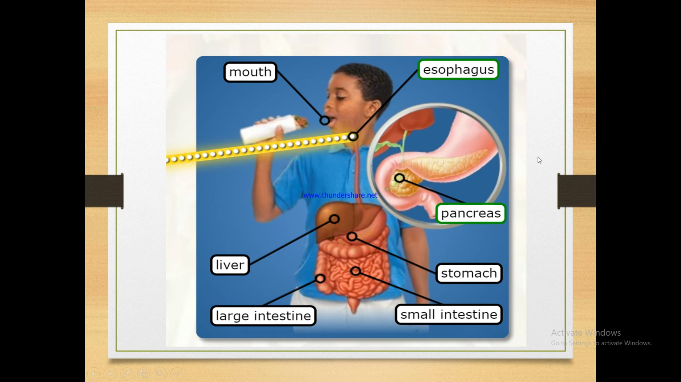Muscles in the stomach will grind and crush food. Usually I say mashes food. Now, enzymes and acids in the stomach break down the smaller pieces of food even further.